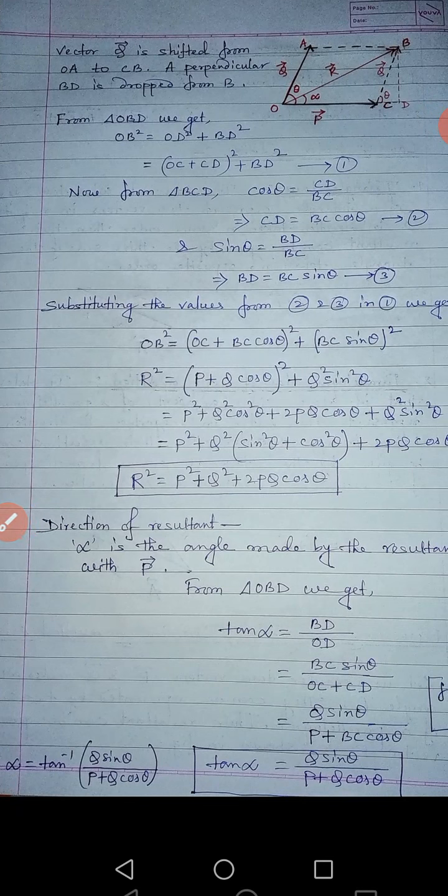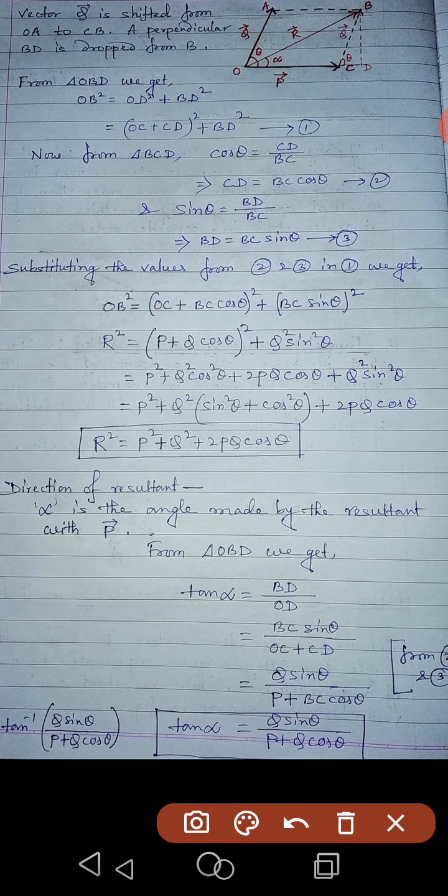Now to find out the direction of resultant, what shall we do? As I told you, direction means the angle, which is alpha here. That means the resultant has made an angle alpha with vector P, so we have to find out alpha. So for that, again we have taken the OBD triangle, the big one. So in this triangle, tan of some angle is perpendicular by base, right? So perpendicular is BD, base is OD, so we'll write BD by OD.